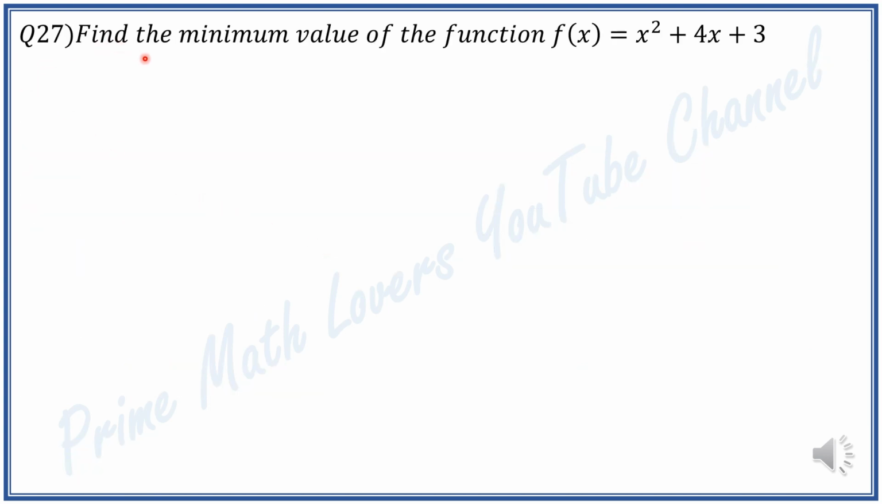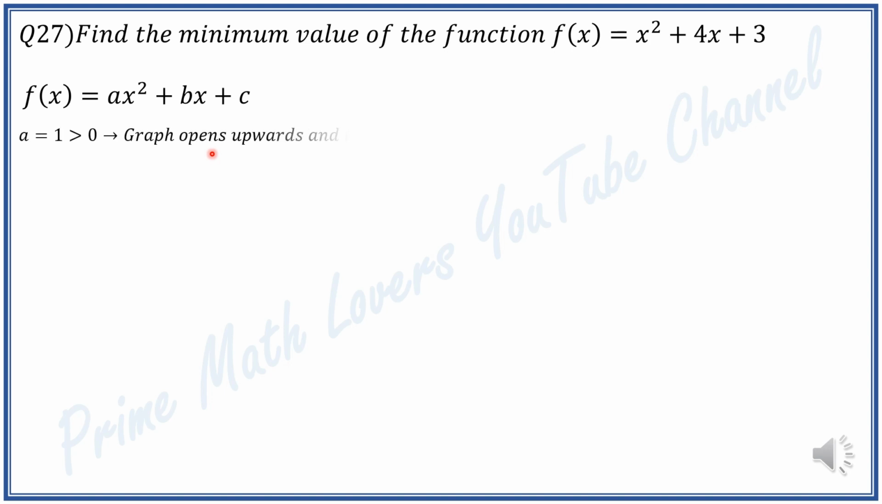Question 27. Find the minimum value of the function f of x is equal to x squared plus 4x plus 3. In a quadratic function, f of x is equal to ax squared plus bx plus c, if a is positive, the function has a minimum point. And if a is negative, the function has a maximum point.